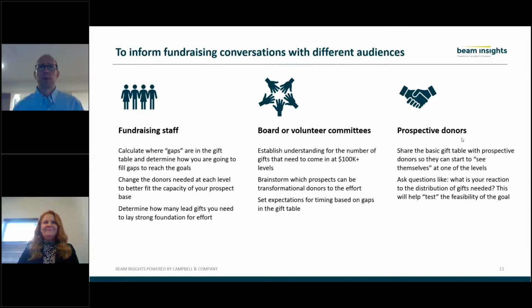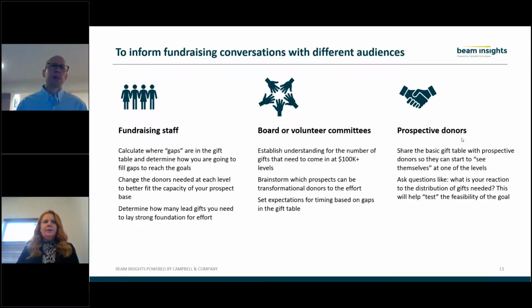One thing we know about gift tables, based on the thousands of campaigns and goals that Campbell & Company has helped to pursue over our 45 years, is that they never look exactly the same as when we start out. So we start out, we say directionally, here's how we think a gift table is going to unfold over the course of a goal, but it's never exactly the same on the back end. So it's important to continue to set expectations for the time it's going to take for you to advance the strategies associated with a gift table, and continue to communicate that with leadership.